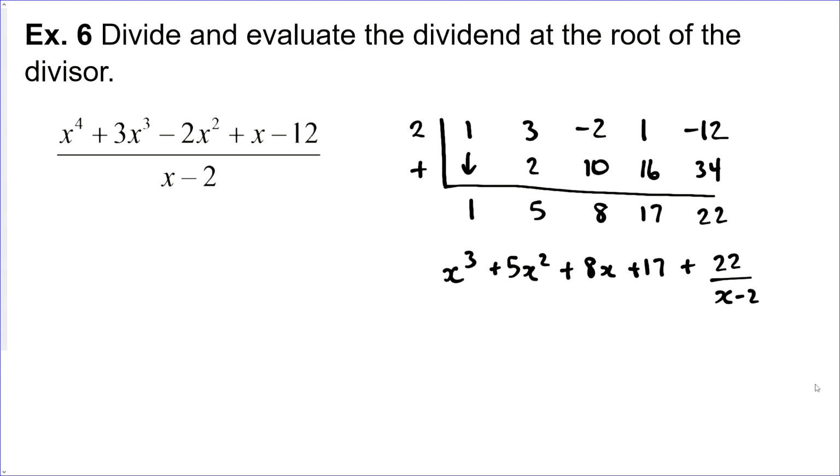Now let's try that, evaluating the dividend at the root of the divisor. So the root of the divisor is 2, and we used it here. So root of divisor.